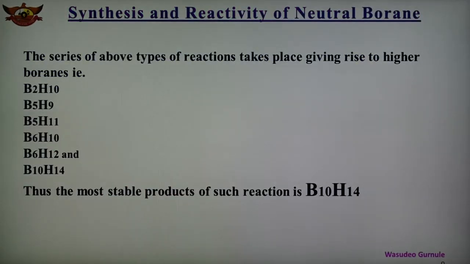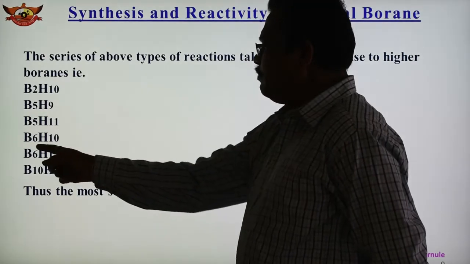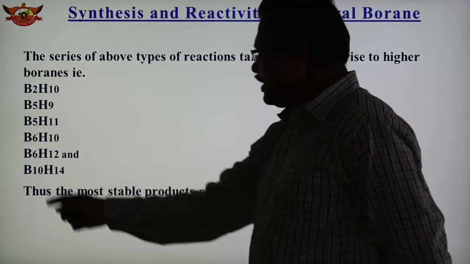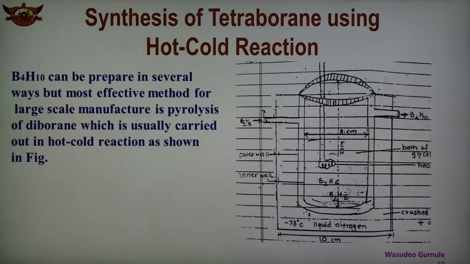Now there is a series of different reactions taking place which give the higher boranes, for example B4H10, B5H9, B5H11, B6H10, B6H12, B10H14. These higher boranes can be synthesized by the pyrolysis method, and out of all these, the most stable product is B10H14, also known as decaborane 14. So this is the stable product among the higher boranes.